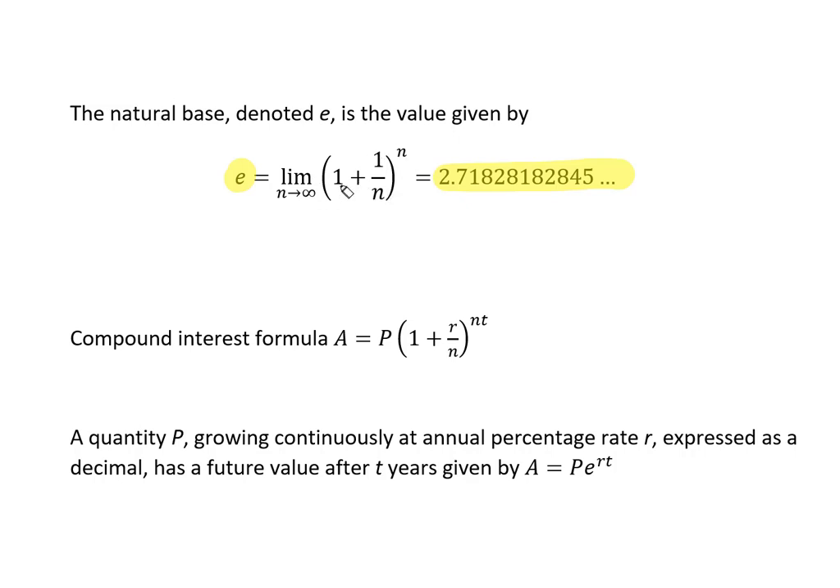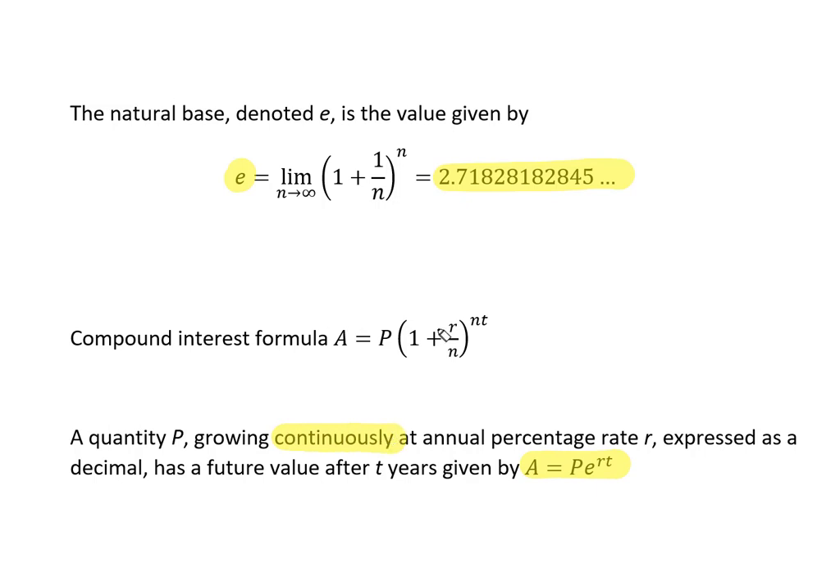And so if you graph 1 plus 1 over n to the nth power, and if you looked at the graph as that goes towards infinity, then you would see that the y value of this function will approach this value. And notice that that's not in this compound interest formula that we used in previous sections, but it is in this one, where you're compounding continuously.